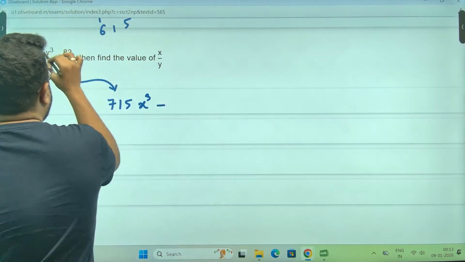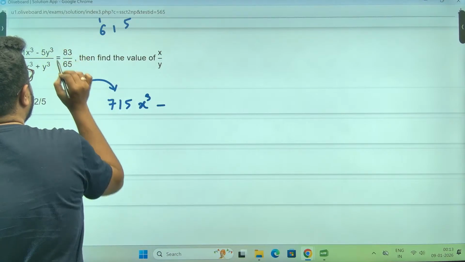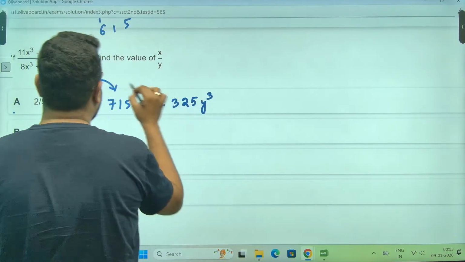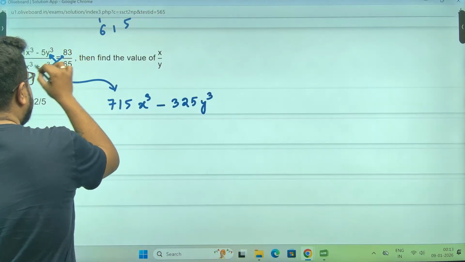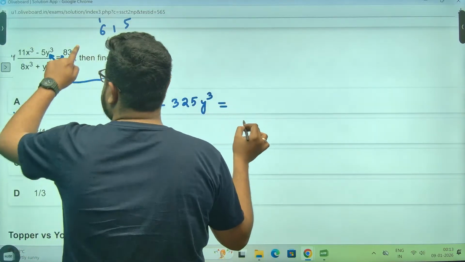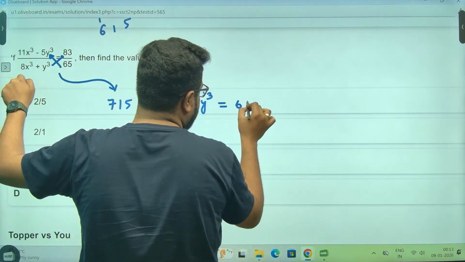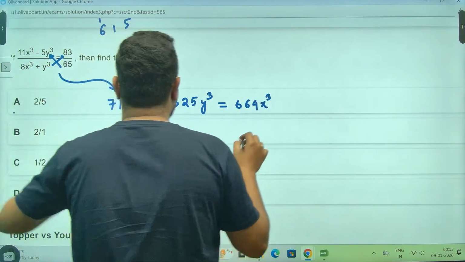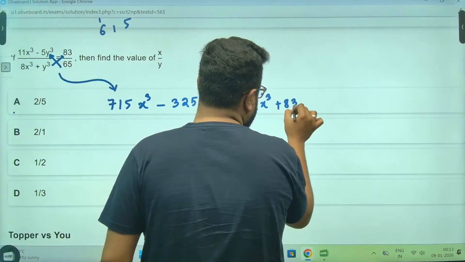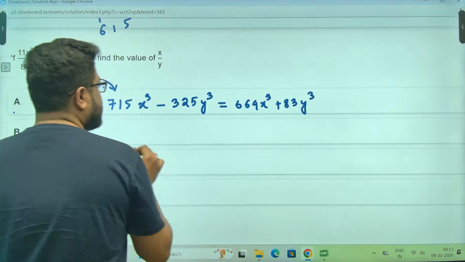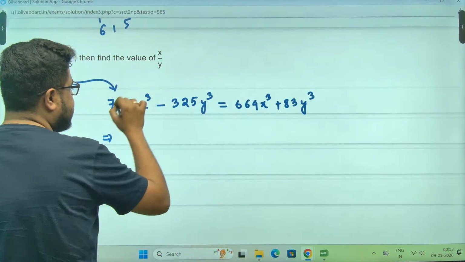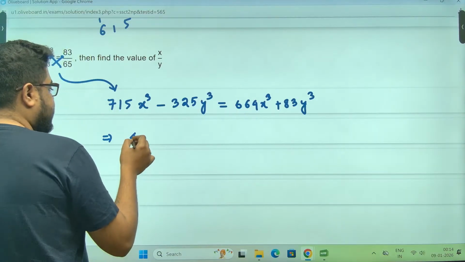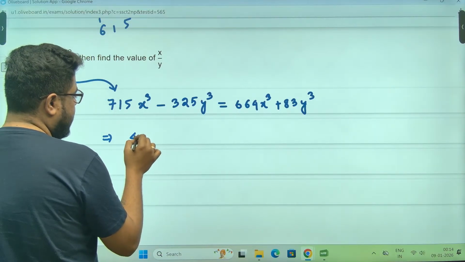Minus 65 into 5, that means it's 325, right? Y cube. What I'm doing is just cross multiplication. Same here. 640, 3 8s are 24, so 664 x cube plus 83 y cube. Let's do this: 36 plus 15. 36 and 15 is how much? 51.